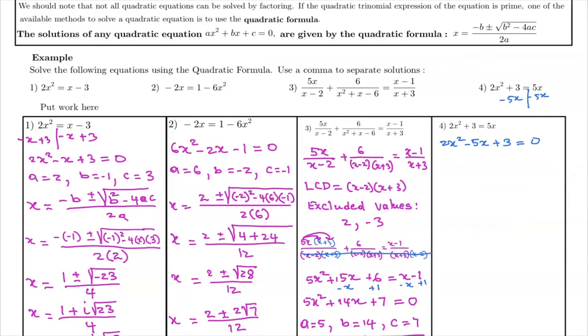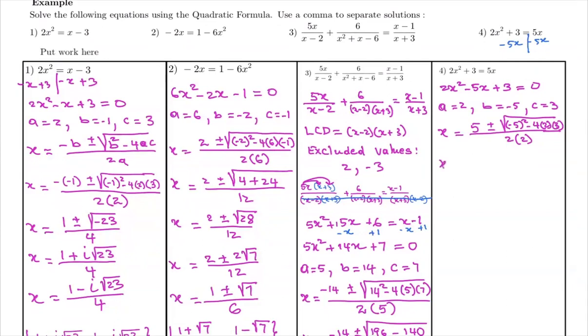Now, using the quadratic formula means that I'm going to identify a, b, and c. So a equals 2, b equals negative 5, and c equals 3. That said, I'm going to go with the quadratic formula. It's negative b. Since b is negative 5, negative b would be positive 5, plus minus the square root of b squared, so negative 5 squared, minus 4, a is 2 and c is 3, over 2 times a, which is 2.